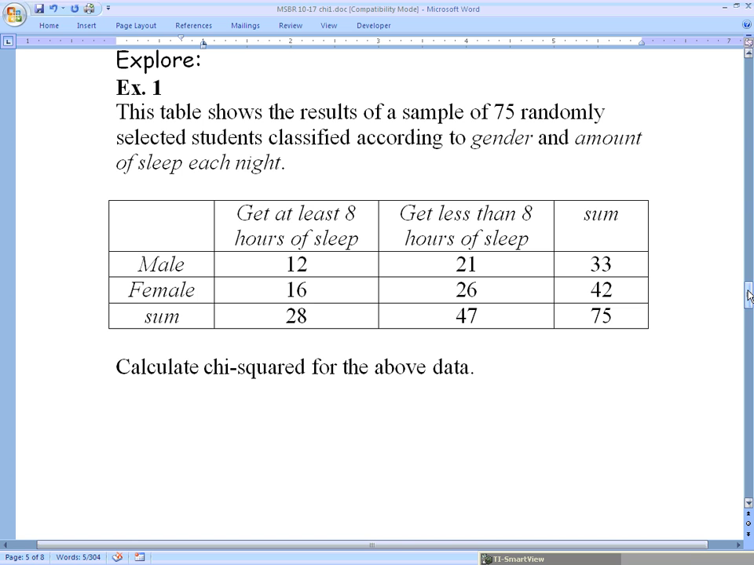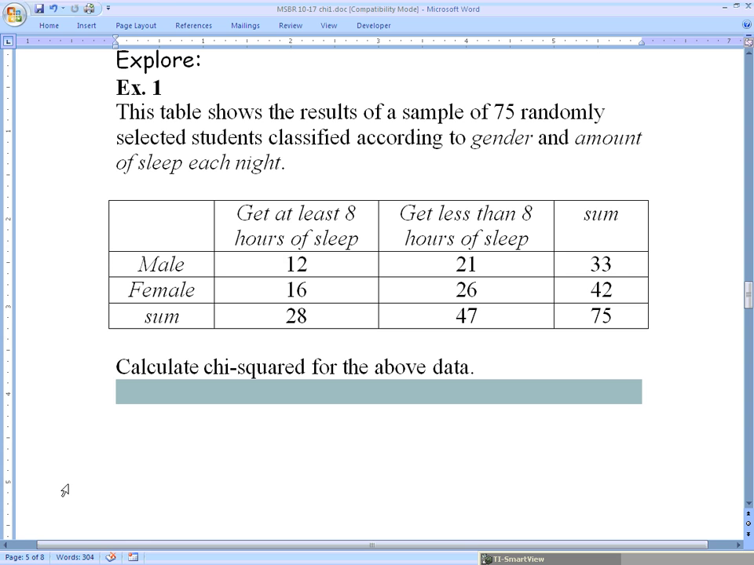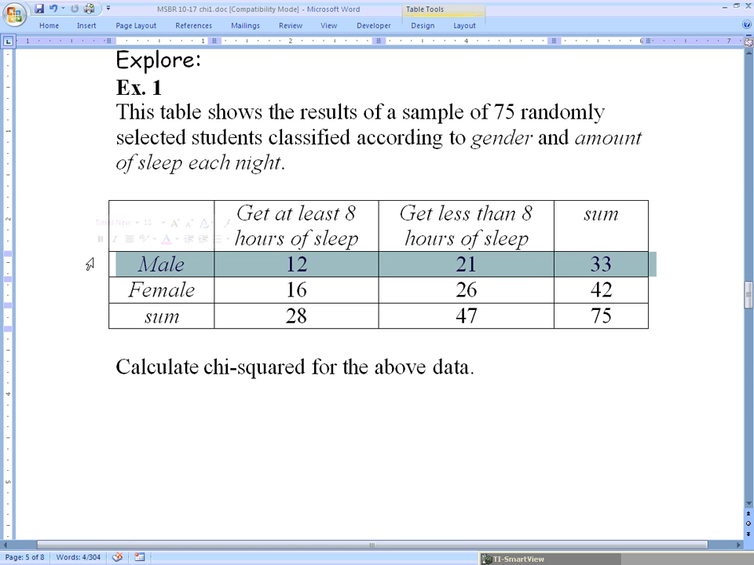The table shows the results of a sample of 75 randomly selected students, who were classified according to gender and amount of sleep each night. So two different classifications. Do you get a lot of sleep, and what's your gender? They broke it into two categories, each with two choices. You can either be male or female, and then you could get at least 8 hours of sleep or get less than that. So we're getting enough sleep or we're not getting enough sleep. We're either male or we're female. Those are our different categories.